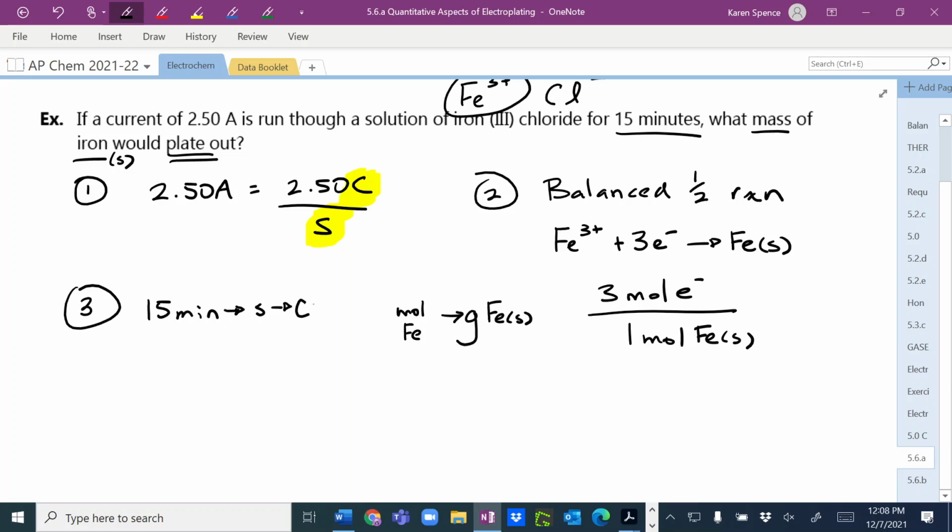And remember, we just learned Faraday's constant. If you've got a question like this, it might be worthwhile writing down that 1 Faraday is 96,485 coulombs per mole of electrons, because now you can say, I can go from coulombs to moles of electrons. And from my balanced equation, I can go from moles of electrons to moles of iron, and then to grams of iron. So that's basically how you put it together.